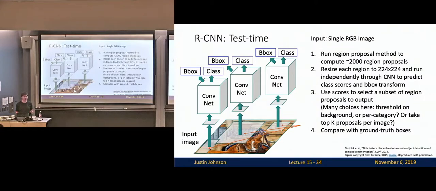Another option would be to set a threshold per category. Our classification network is outputting a full distribution, giving us a score for background as well as a score for each of the categories. So we can set some threshold for each category, such that if the classification score for the category is above the threshold, then we output the box as a final detection. Otherwise, we don't emit the box. Exactly how you convert these scores into final detections depends on what downstream application you're working on.